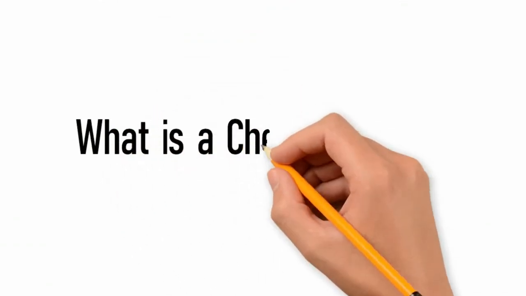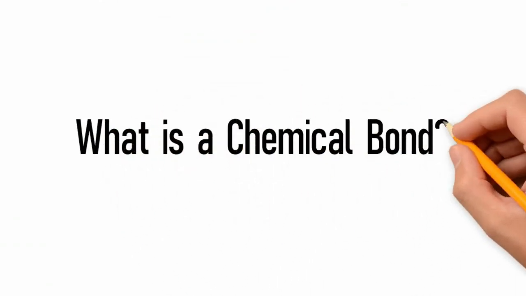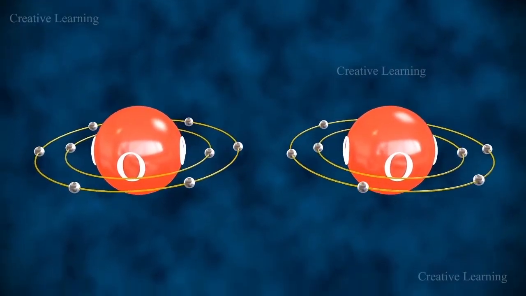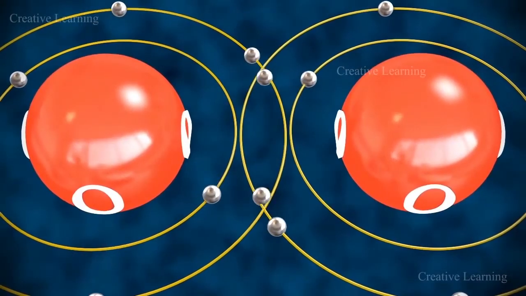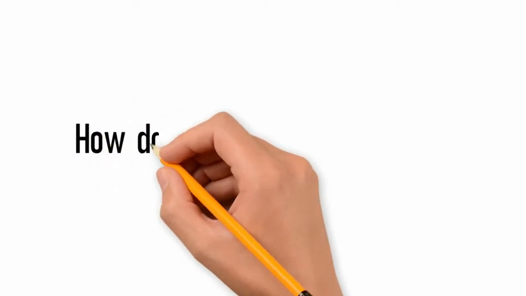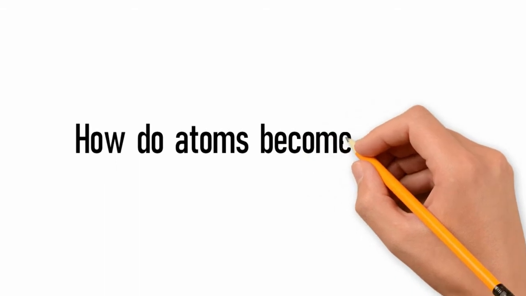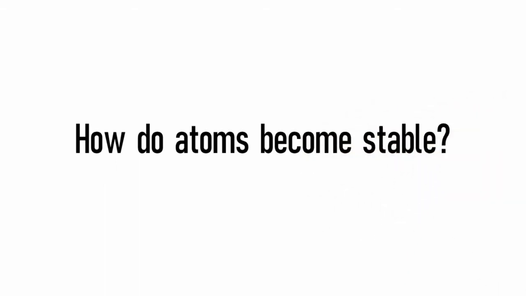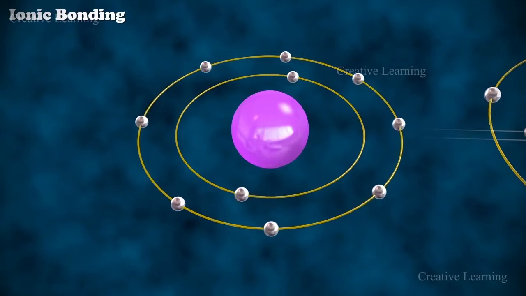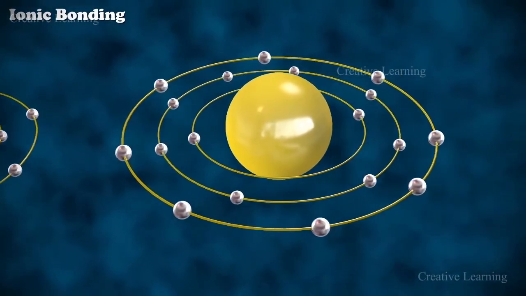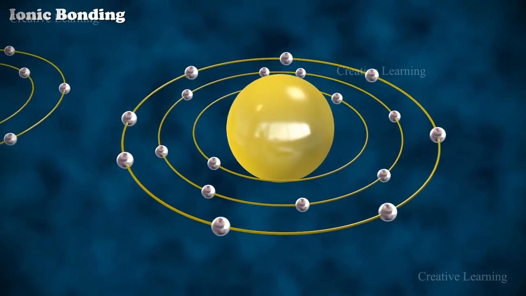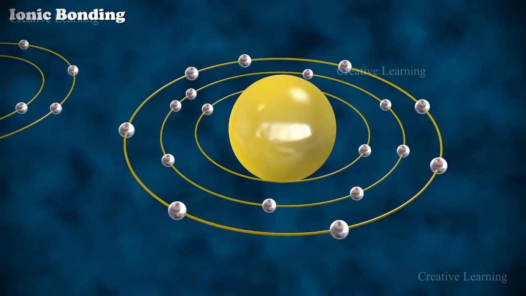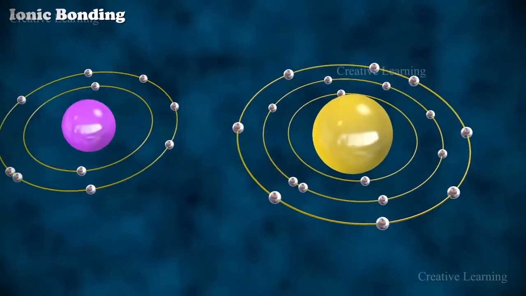Important questions. What is a chemical bond? A chemical bond is the electrostatic attractive force between atoms, which is created by the transferring or sharing of electrons. The second question: how do atoms become stable? Atom stability depends on whether or not its outermost shell is filled with electrons. If the outer shell is filled, then the atom is stable, and if not, it will always form chemical bonds.